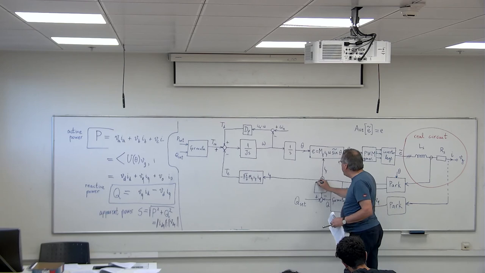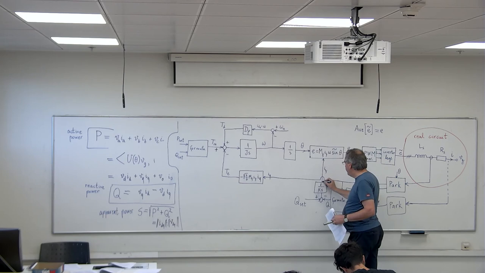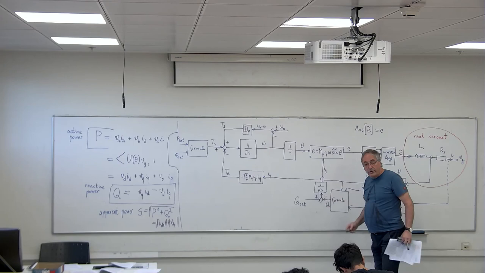And you put here an integral controller. It's very cramped here, but okay. You put here 1/K times 1/s. So that's an integral controller. This goes in here and comes out here. So you put an integral controller from the error in Q to IF.